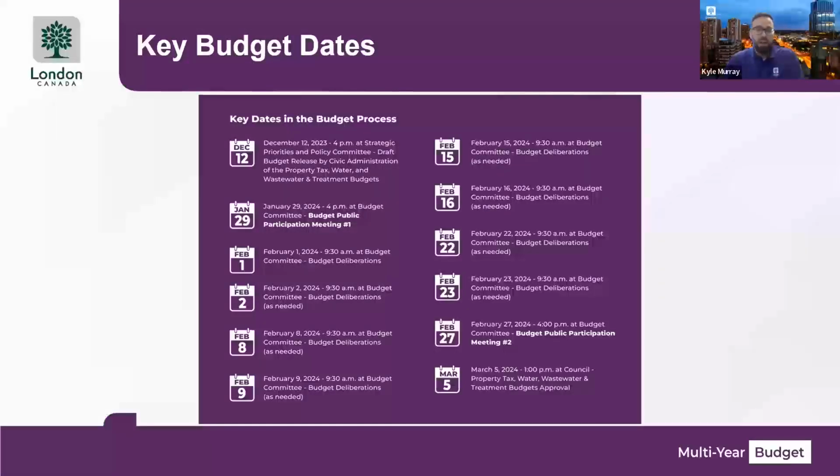The intention behind that public participation meeting would be an opportunity to, once council has made some decisions through their budget deliberations, perhaps weigh in on some of those decisions that council has made. So that's why we have a second public participation meeting in the process as well. And we're ultimately aiming for final approval of the multi-year budget in early March.